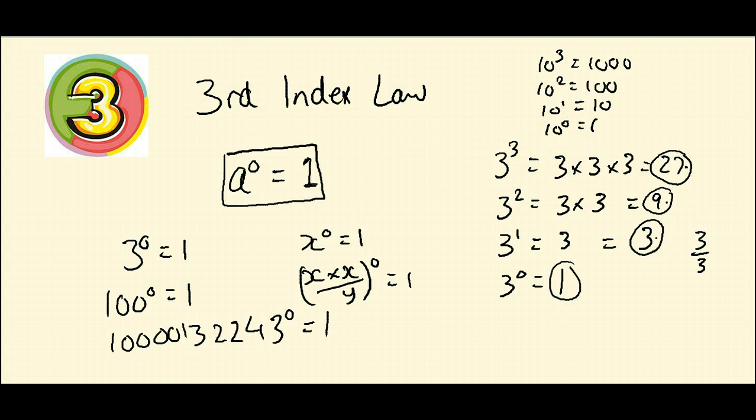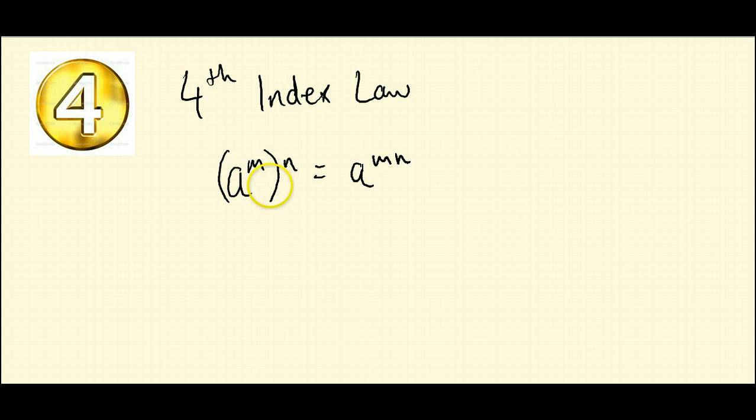Okay, let's look at the fourth index law. The fourth index law says if I've got some base a raised to the power of m, and that's in brackets, and outside the brackets the bracket has been raised to another power n, then that's going to turn out to be a to the power of m times n.